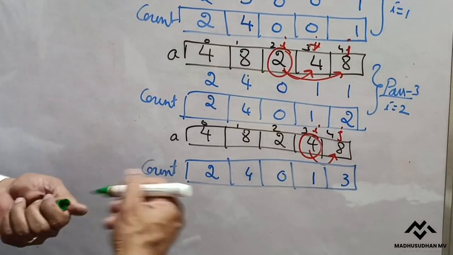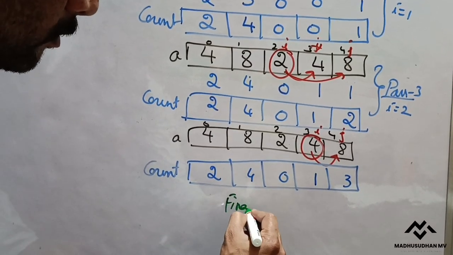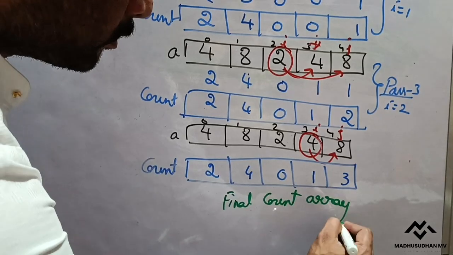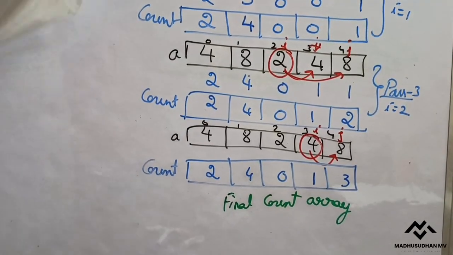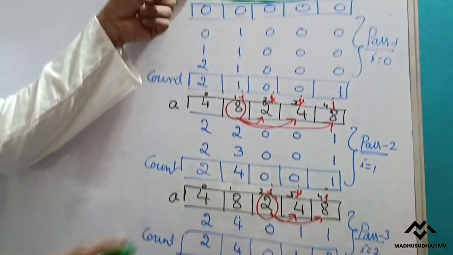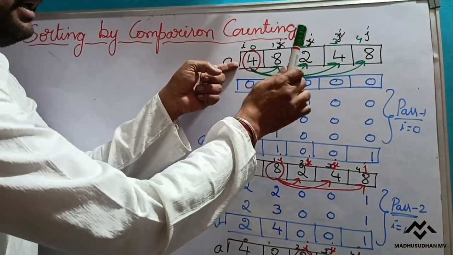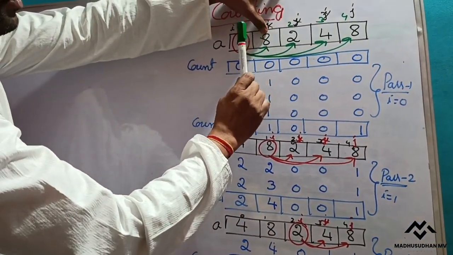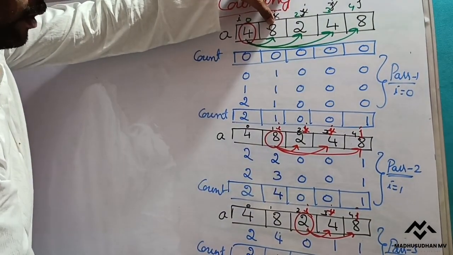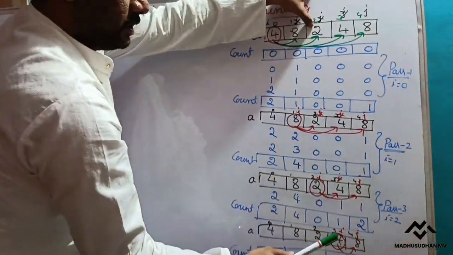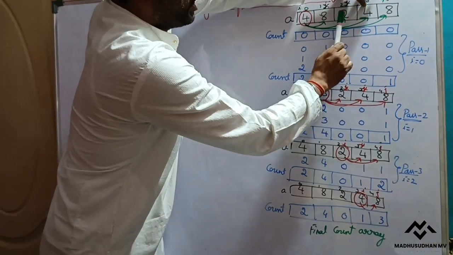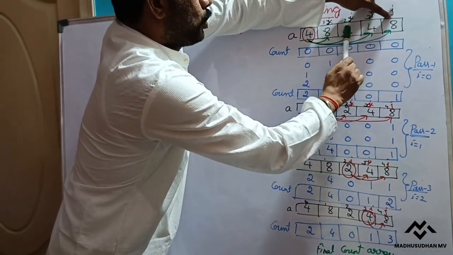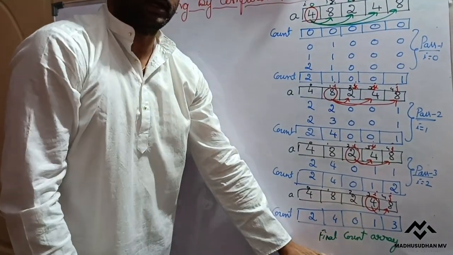Okay, so this is my final count array. If you observe, how many elements are lesser than 4? 1 and this one, 2. How many elements are lesser than 8? 1, 2, 3, 4. 4. How many elements are lesser than 2? 0. How many elements lesser than 4? Only 1. Okay, how many elements lesser than 8? This I took, 1, 2, 3. See, this is the final count array.